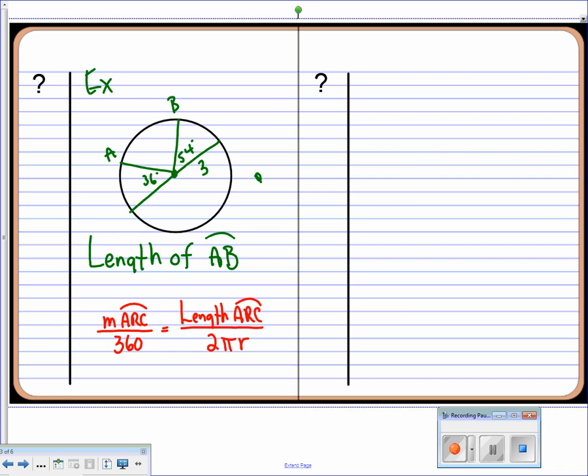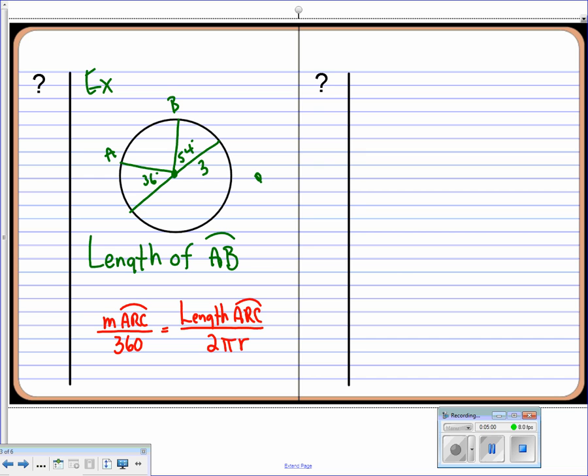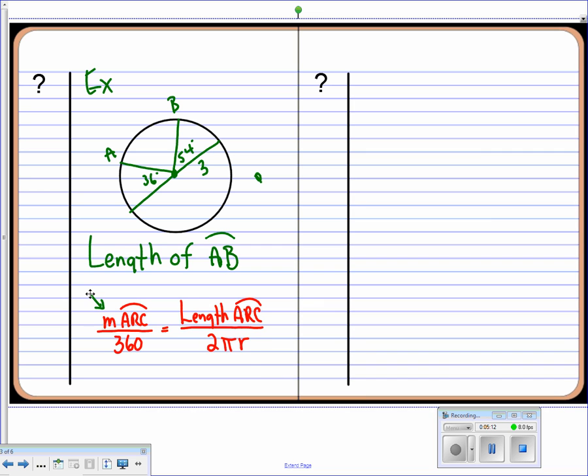Now, since they're asking me for the length of an arc, I'm going to pull in the equation that I know that has a component about the length of an arc. Okay, so what I'm going to do is try to cover up all the other unknowns, like I need to figure out what the measure of the arc is. I need to find out what the radius is. Everything else are numbers. 360 is a number, 2 is a number, pi is a number. And if I figure out what the measure of the arc is and the radius, then I can simply solve for the length of the arc.